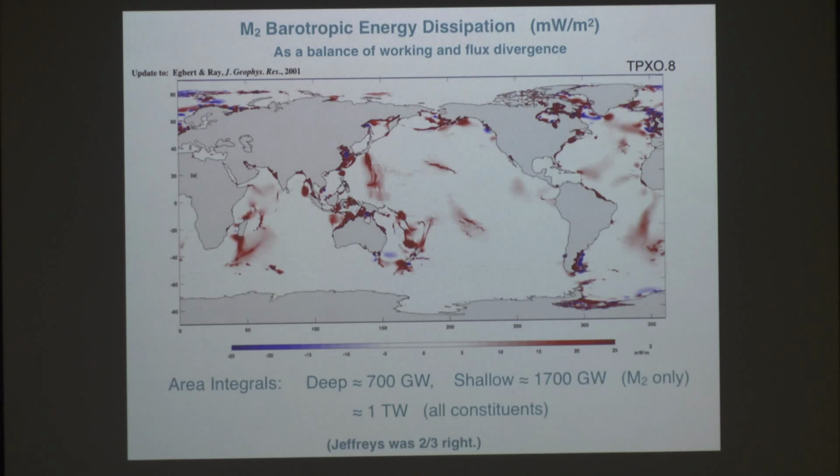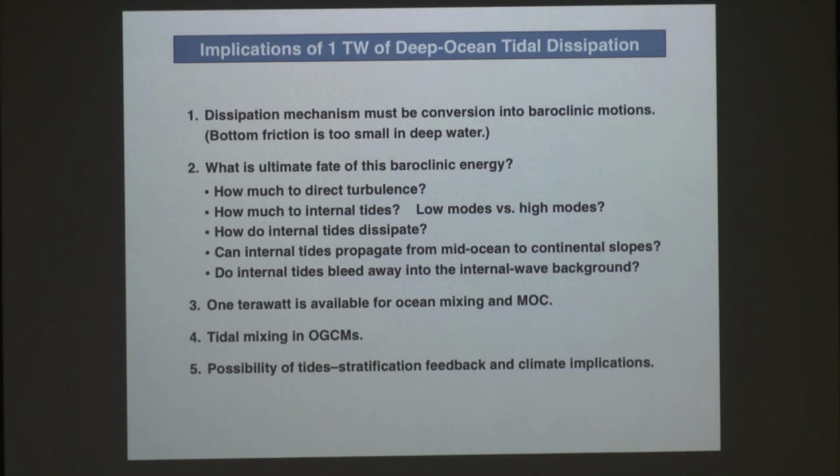So Harold Jeffreys was 2/3 right. He wasn't completely right, he was 2/3 right. But you still have this 1/3 that's out in the deep ocean. And for all constituents, it's about a terawatt. So the rest of my talk now is about what are the implications of this 1 terawatt of dissipation out in the open ocean. The first thing you can say is the mechanism involved must be conversion into baroclinic motion.